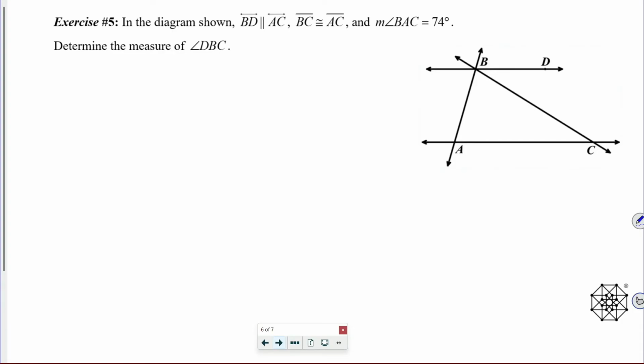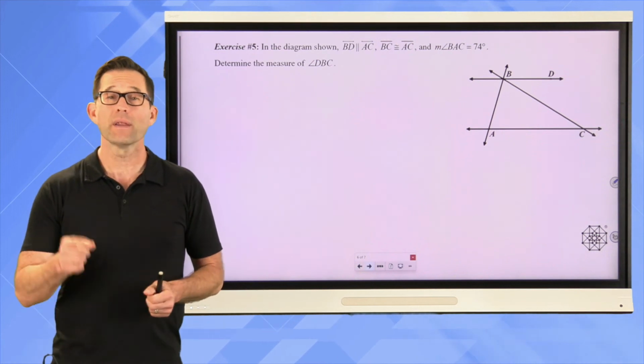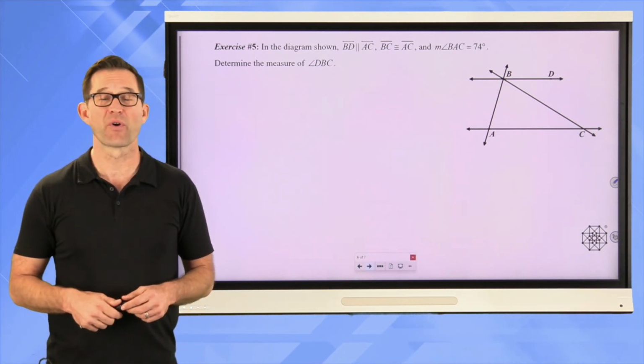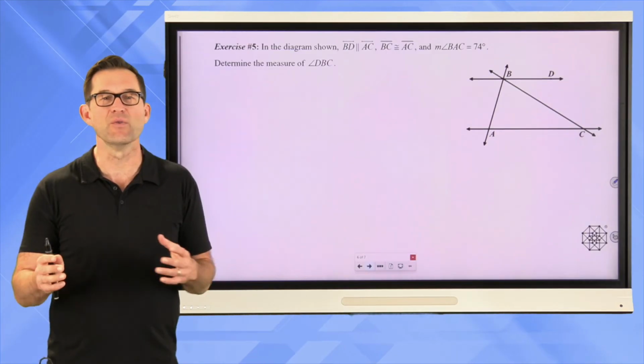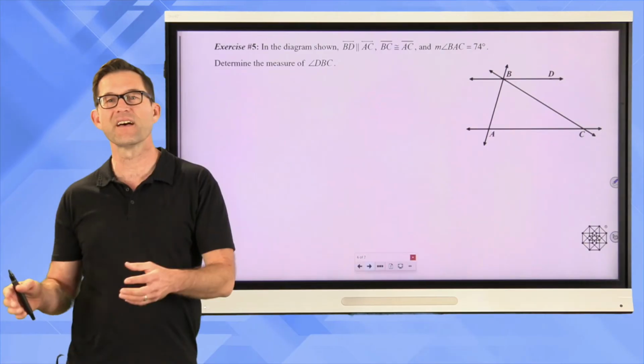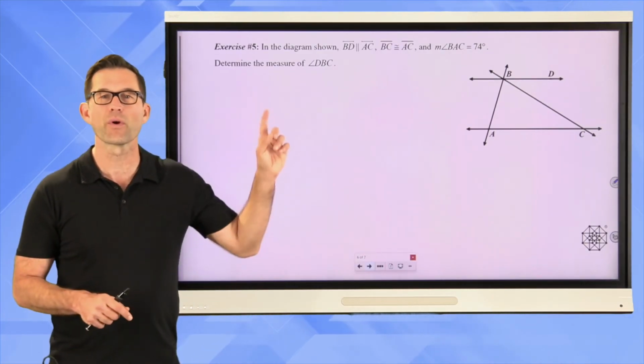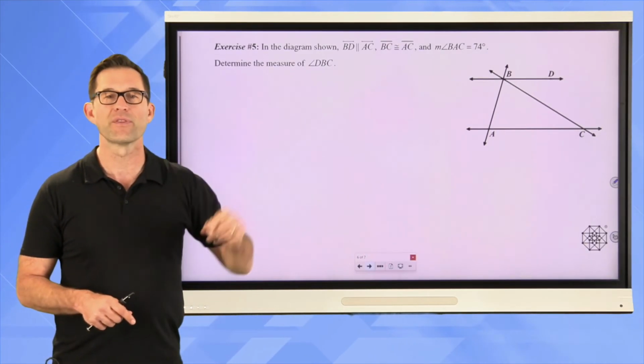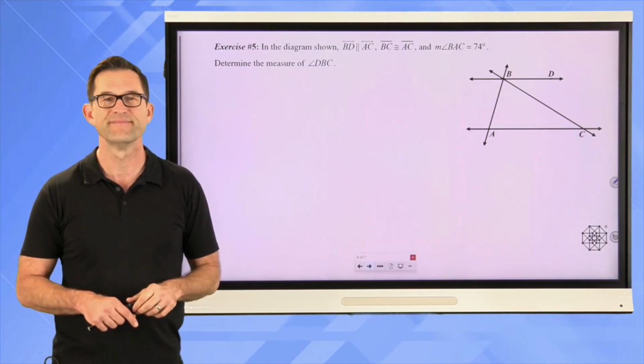In the diagram shown, BD is parallel to AC, segment BC is congruent to segment AC, and the measure of angle BAC is 74 degrees. We want to figure out the measure of angle DBC. I'd like you to pause the video, play around with this problem, and fill in any angles that you know. Think about principles that we have with both parallel lines and isosceles triangles, and see if you can work your way around to the measure of angle DBC.